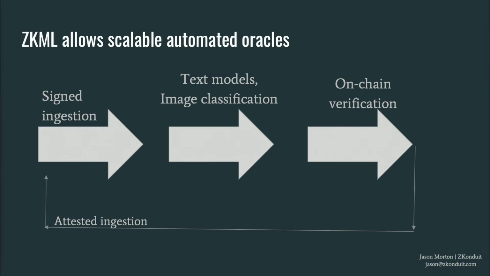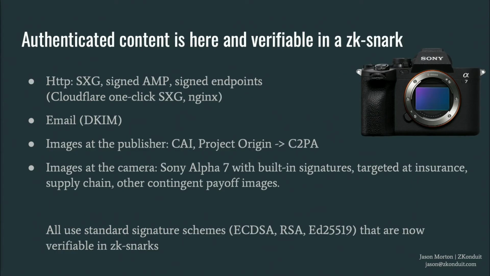Then we run our model on a text model if it was a news story, maybe an image classification model if it was a photograph of a hot dog or not a hot dog. And then we ultimately put it on chain with a verification. And then once it's verified on there by different attestation methods, we can sort of put it back into the canon, right? So this is how we're opening kind of a fire hose to get information from the physical world onto the chain. So first, let me talk about signed ingestion.